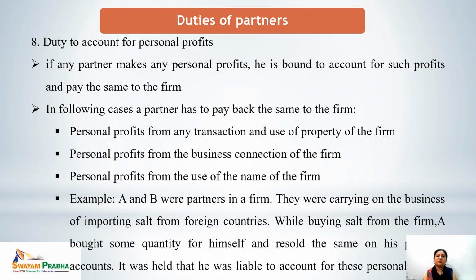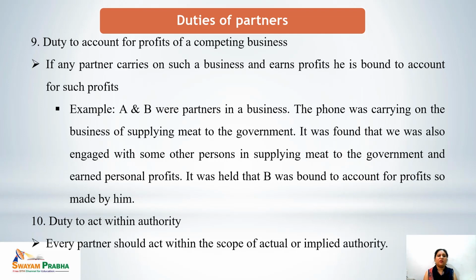A and B were partners in the firm. They were carrying on the business of importing salt from foreign countries. While buying salt for the firm, A bought some quantity for himself and resold the same on his personal account. It was held that he was liable to account for these personal profits because he had done this by using the name of the firm. Next duty of a partner is duty to account for profits of a competing business. Any partner cannot earn profits by a competing business of the partnership firm.